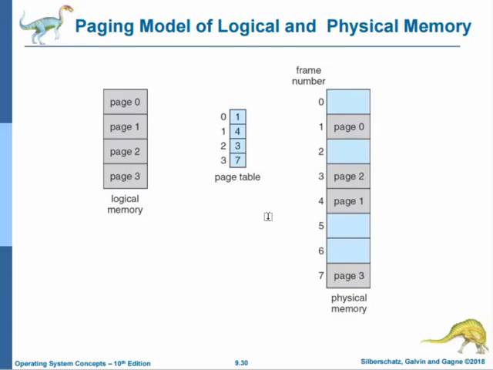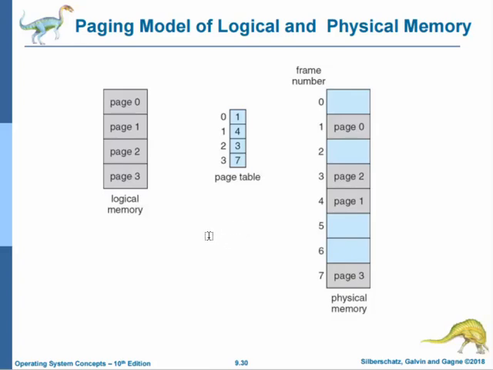So the page size, like the frame size, is defined by the hardware. Usually the size of a page is a power of 2, typically varying between 4 kilobytes and 1 gigabyte per page, depending on the computer architecture. The selection of a power of 2 as a page size makes the translation of the logical address into a page number and page offset particularly easy.